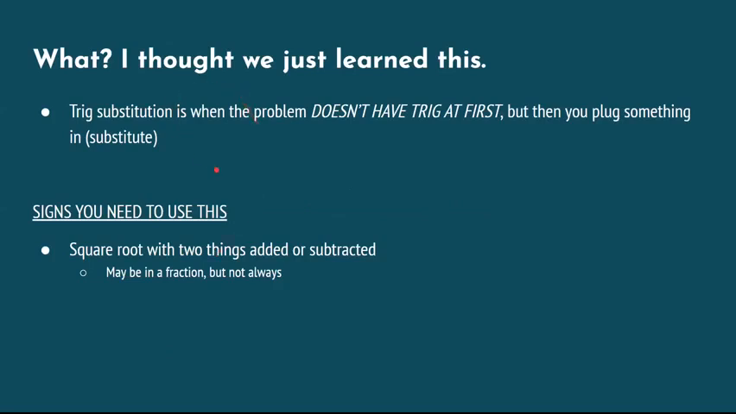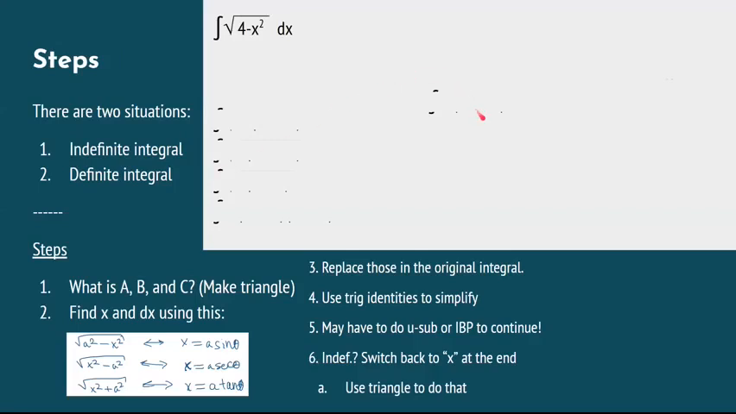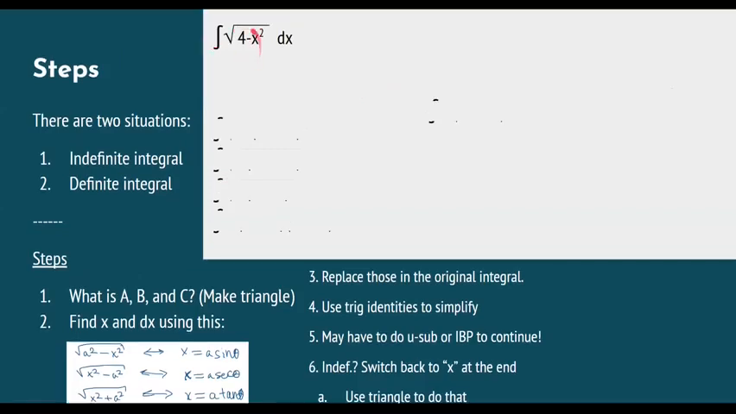So I already pretty much talked about this. Let's go ahead and look at an example of what this will be like. Here's how it's always going to look. It's always going to be a square root of two things added or subtracted. Three possibilities: a number minus x, x minus a number, or they're both added. Here's what you do in all three of those situations. All right, let's see how this is.